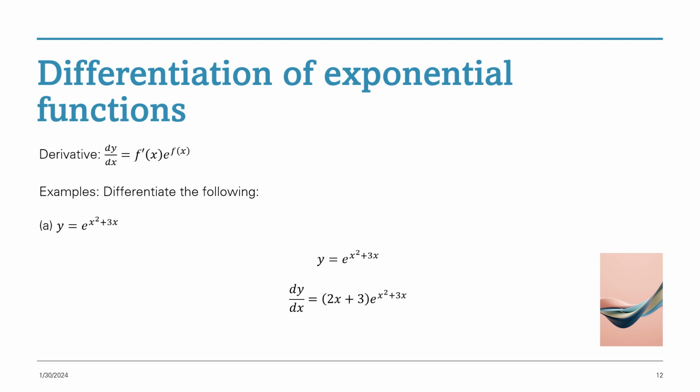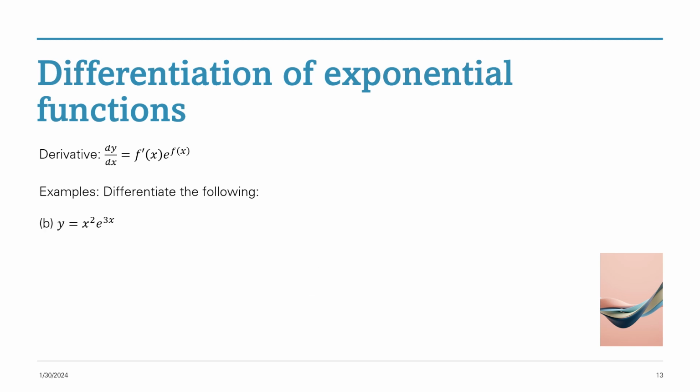The first one, e to the x squared plus 3x. We take the function that's up the top, x squared plus 3x, we differentiate that, which gets us 2x plus 3, and we put it out the front. So you get 2x plus 3 outside of e to the x squared plus 3x.